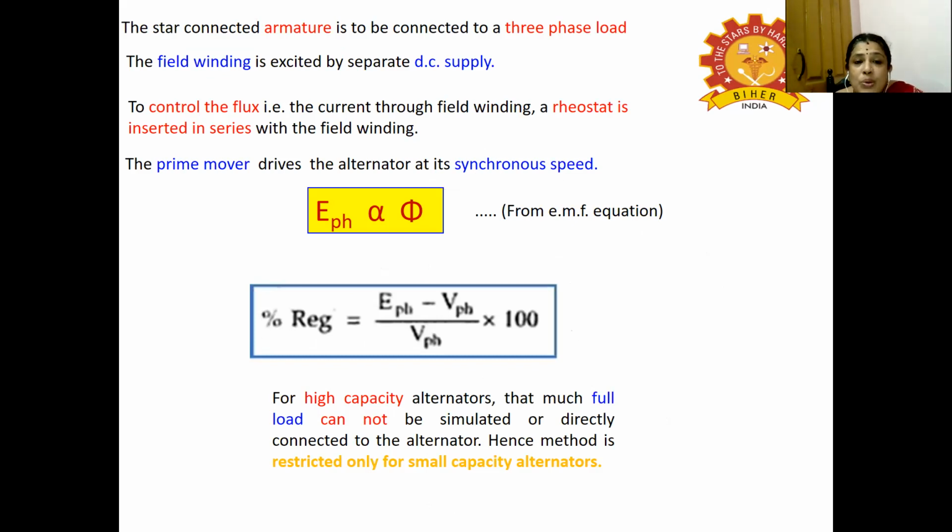EPH is directly proportional to flux, from the equation. What is the equation? 4.44 into f into phi into TPH into Z into KP into KC into KD. Therefore, percentage regulation is equal to EPH minus VPH divided by VPH into 100. For high capacity alternators, full load cannot be simulated or directly connected to the alternator. Hence, this method is restricted only to small capacity alternators.